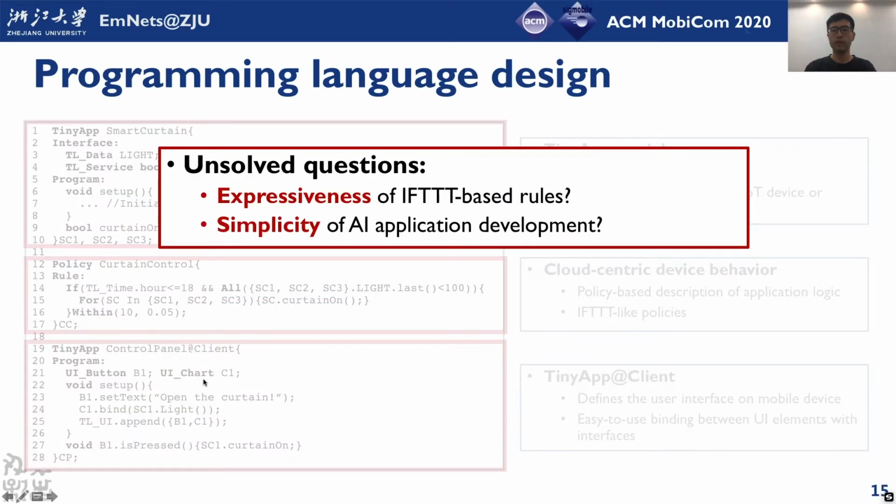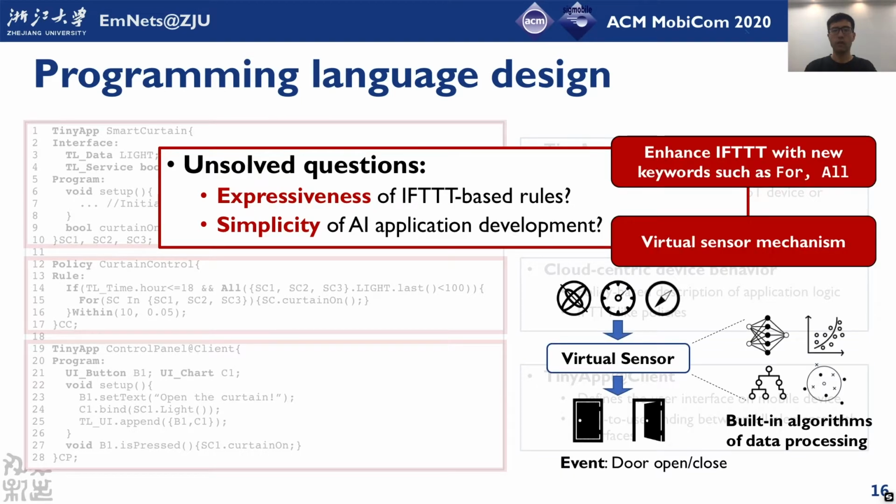But this language design still has unsolved questions, which are expressiveness and simplicity. For the expressiveness, we enhance the FTDT rules with new keywords to cope with controlling multiple devices or interfaces. To simplify the AI development, we introduce the virtual sensor mechanism. And the developer could only set the input sensor and the output event. TinyLink 2 will automatically choose a model, obtain the necessary data, and train it.